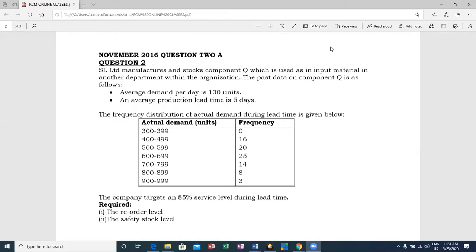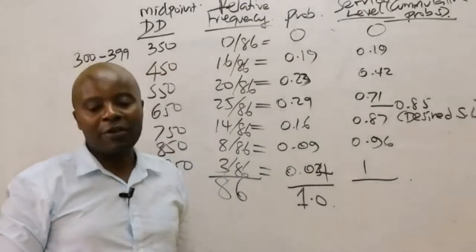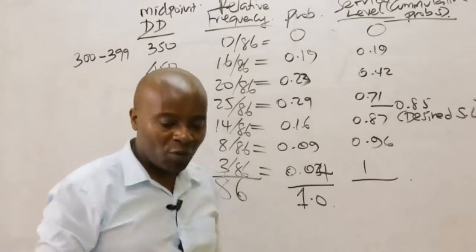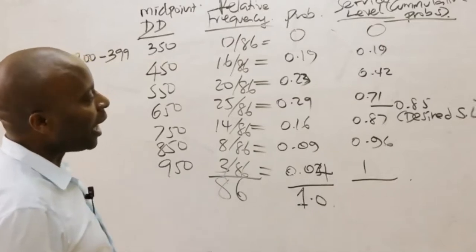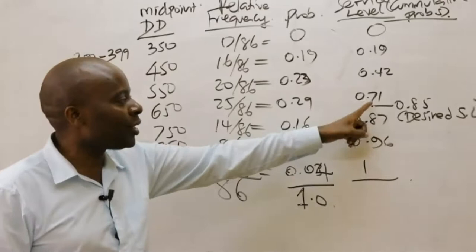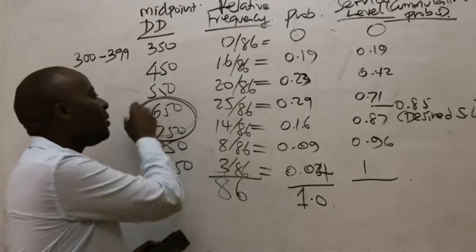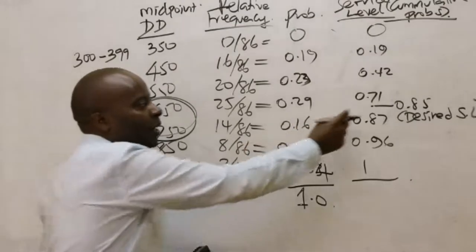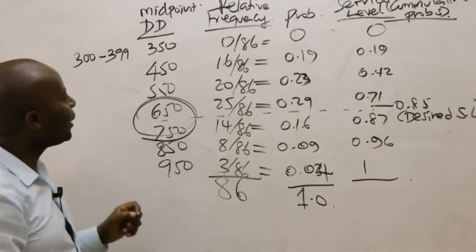So this is what we call the desired service level. Ladies and gentlemen, having discovered that the desired service level is here, it means that we need to stock, we need to supply units that are in between 650 and 750, because our 0.85 is in between.